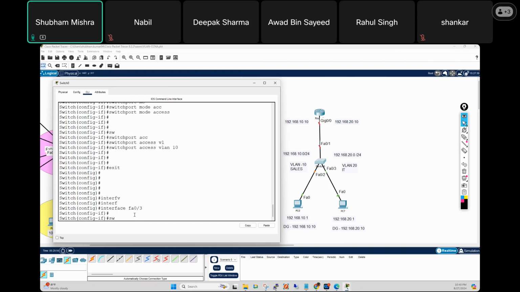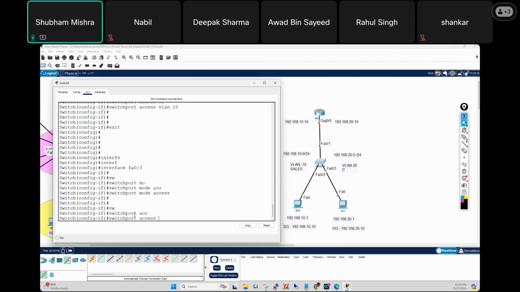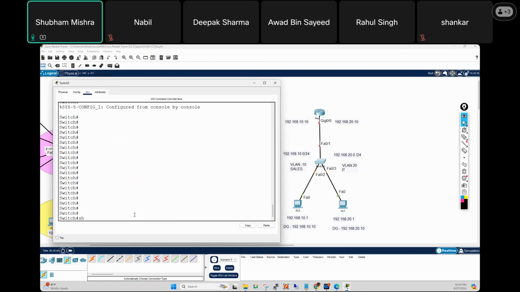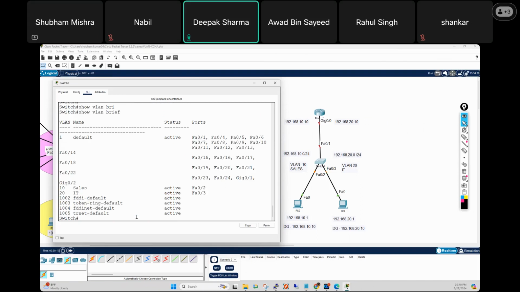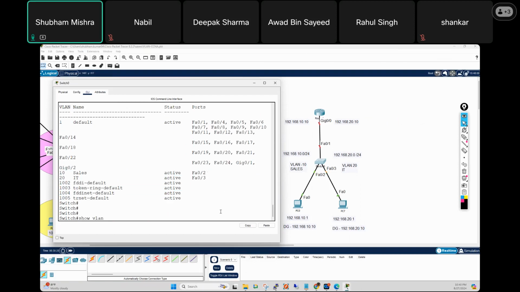Switchport mode access. Switchport access VLAN 20. Exit. What is the command to check, guys? Show VLAN. So it means VLAN number 10 is created, VLAN number 20 is created, and these two interfaces are part of their respective VLANs. Right? Yes or no? So, VLAN ID 10.